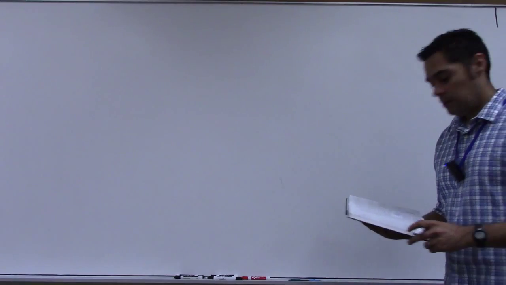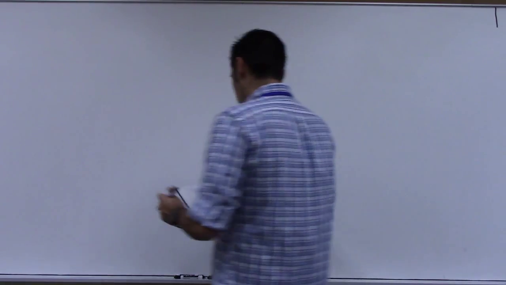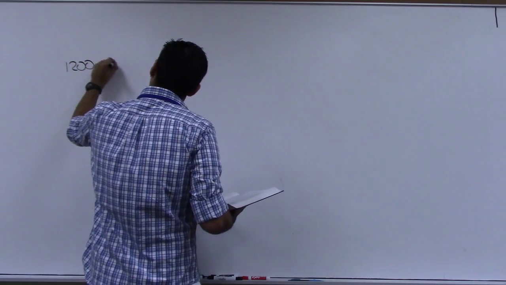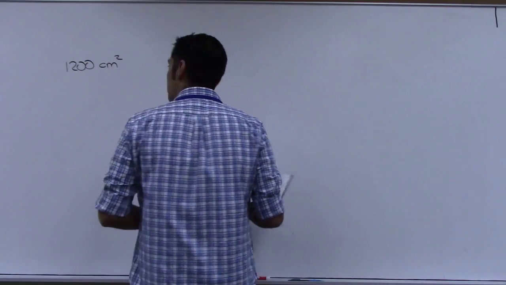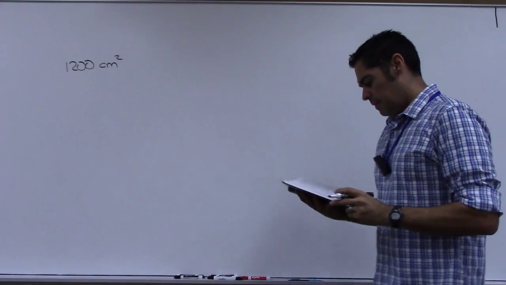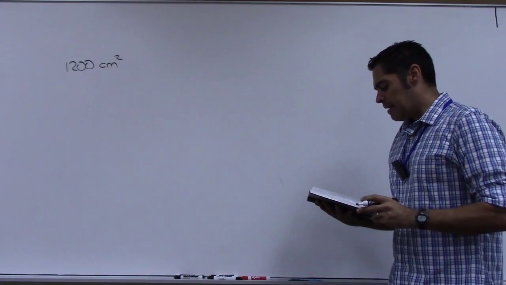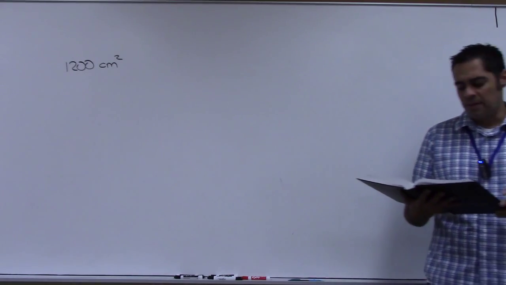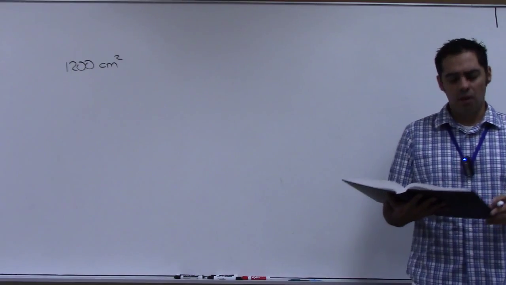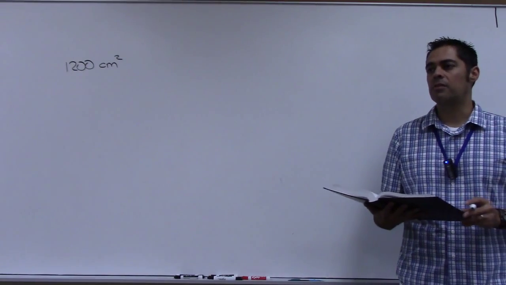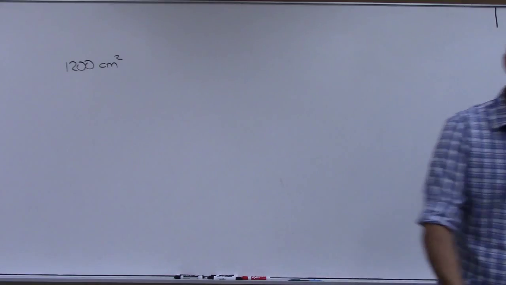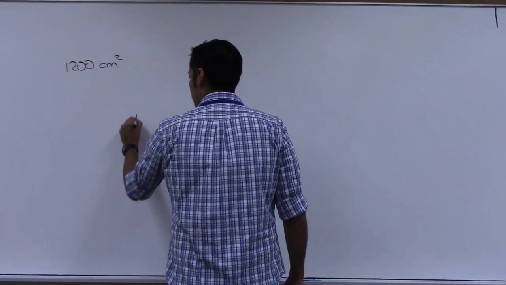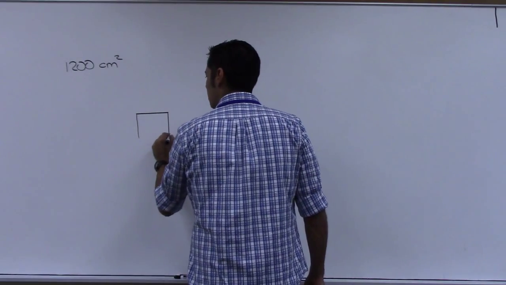Number 11. We have, if you have 1,200 square centimeters of material to make a box with a square base and an open top, find the largest possible volume of the box. That's all they give you. So you have to get some drawing going on here. You have a three-dimensional box.